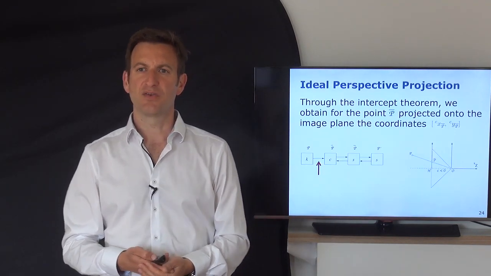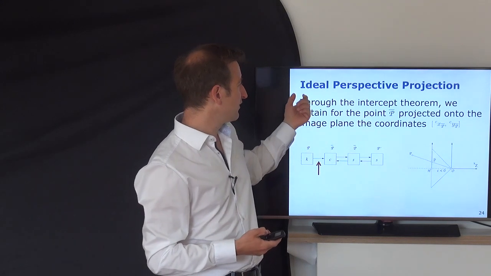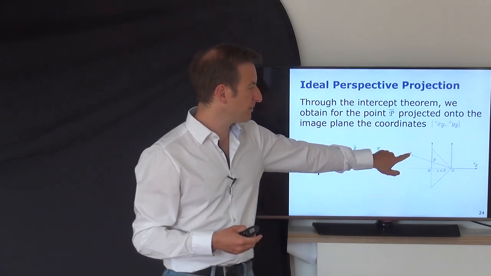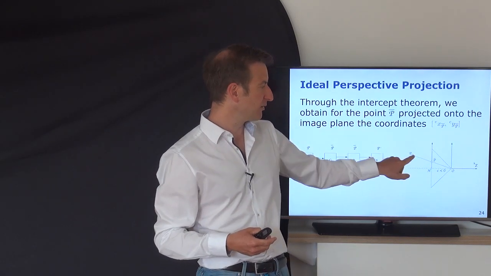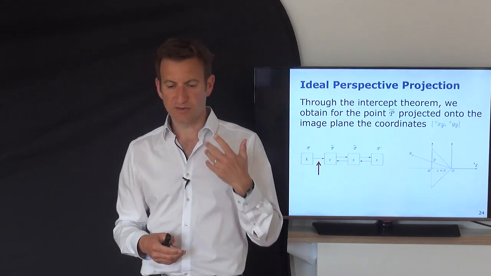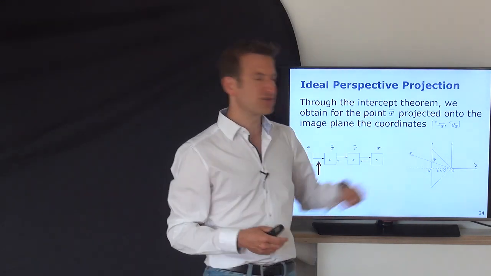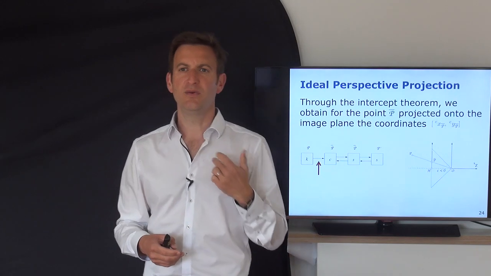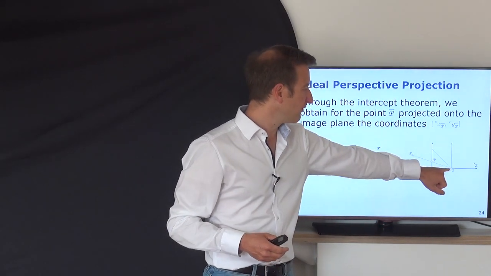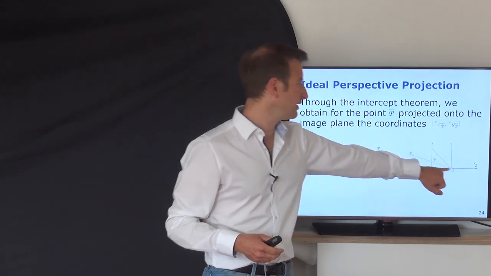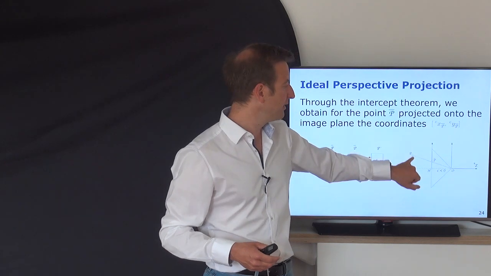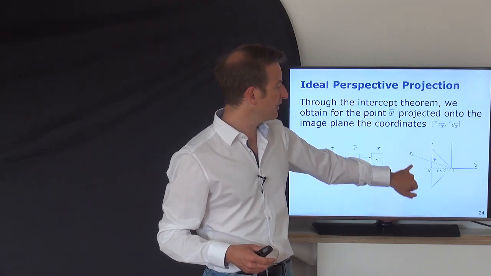And so what we now can say through this ideal perspective projection, we are projecting a point from the 3D world onto the image plane. So this projection over here. And in order to express where this point will actually be projected to, we can use the intercept theorem. So again, we have two parallel lines. So we have two lines, one over here, so straight lines, and two parallel lines. So this line over here and this line, which would be sitting over here.